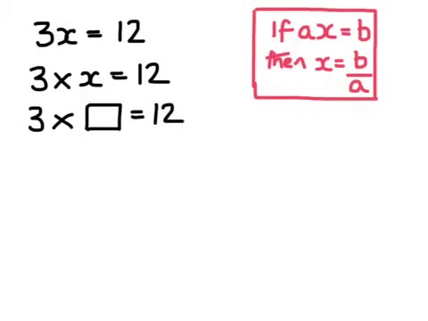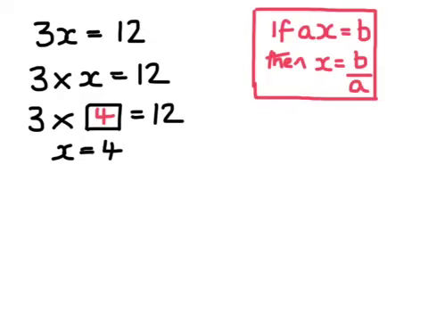So if I think about it, if I have a blank box there, I need to fill in the correct number. I'm sure you'll agree with me that the correct number is 4. So that would mean that my solution of the equation would be x equals 4.